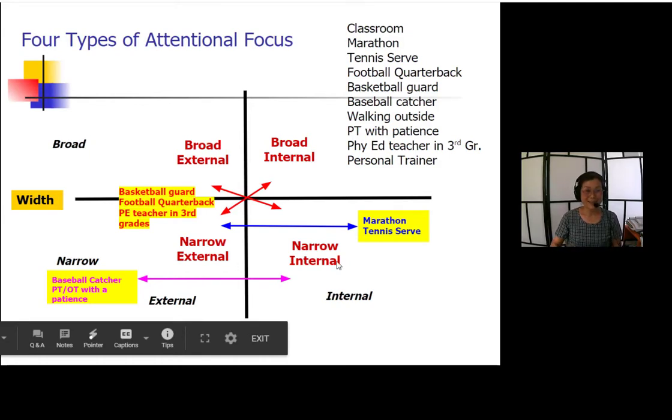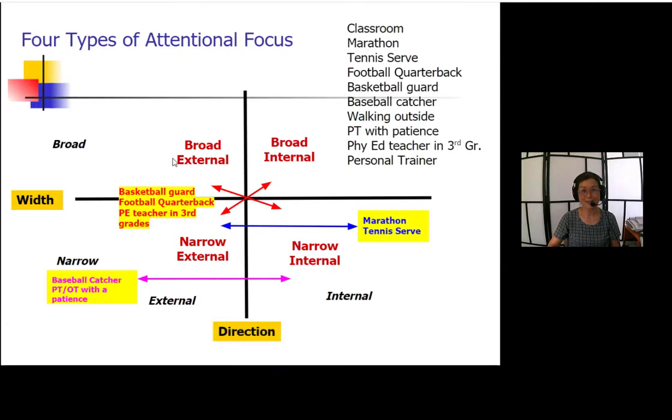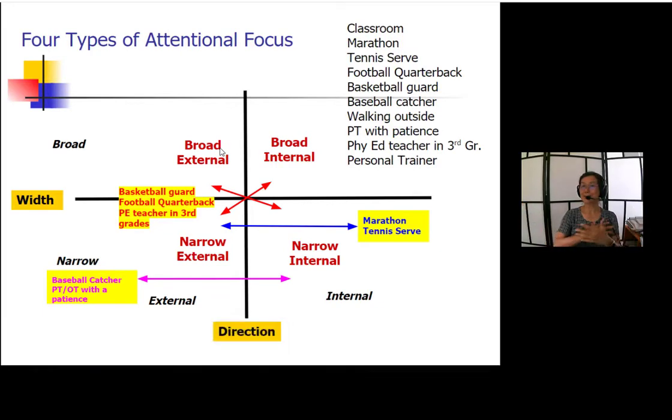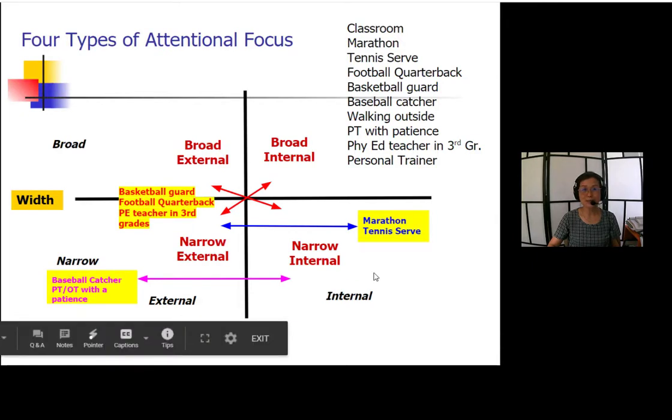Saying again, here we go. If you are a narrow internally focused person as a personality, and you have to perform a task that requires broad external, you suffer in your performance. The opposite is true too. You have a broad external attentional style and you can pay attention to all outside very broadly, very good for leaders, okay? But when you have to do a task that requires exclusively narrow internal attentional style, you suffer there.